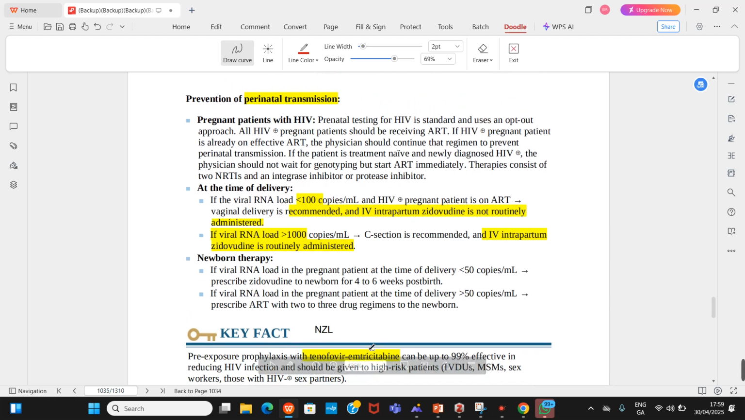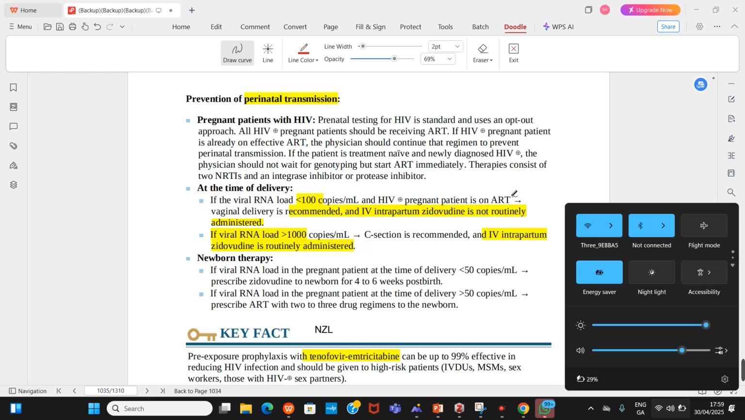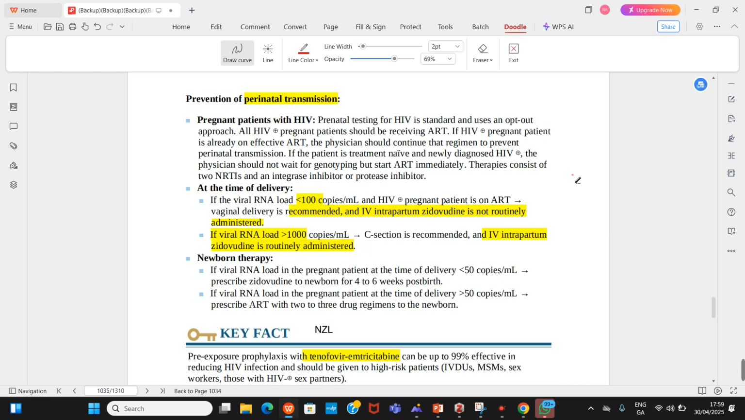So I think we are going to stop at HIV so that we can go and rest for the day.